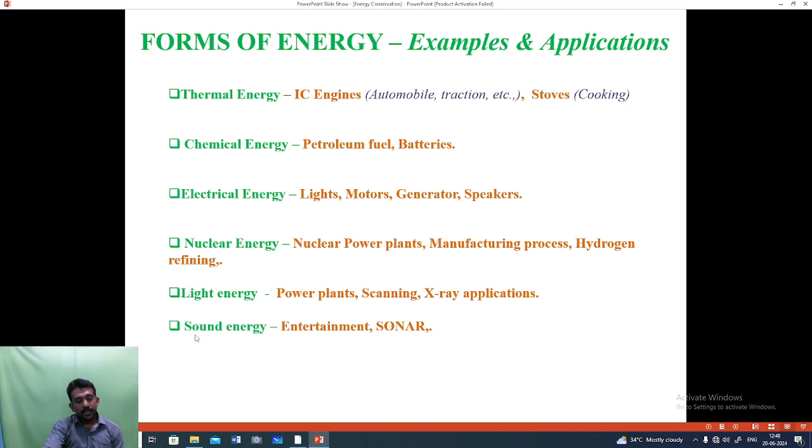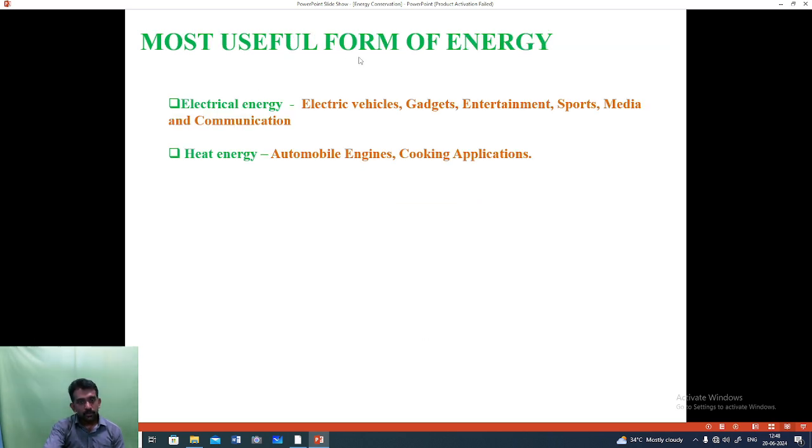So next is the sound energy. The application areas are entertainment zones and sonar for navigation. And now some of the most useful forms of energy. In the previous slide we have seen different forms of energy. However, the most useful forms, which are publicly commendable, are electrical energy and heat energy. Electrical energy, by means of electrical vehicles, electrical gadgets, entertainment, sports, media and communication, plays a vital role in day-to-day life. So electrical energy is one of the important forms of energy that we use in our day-to-day life.